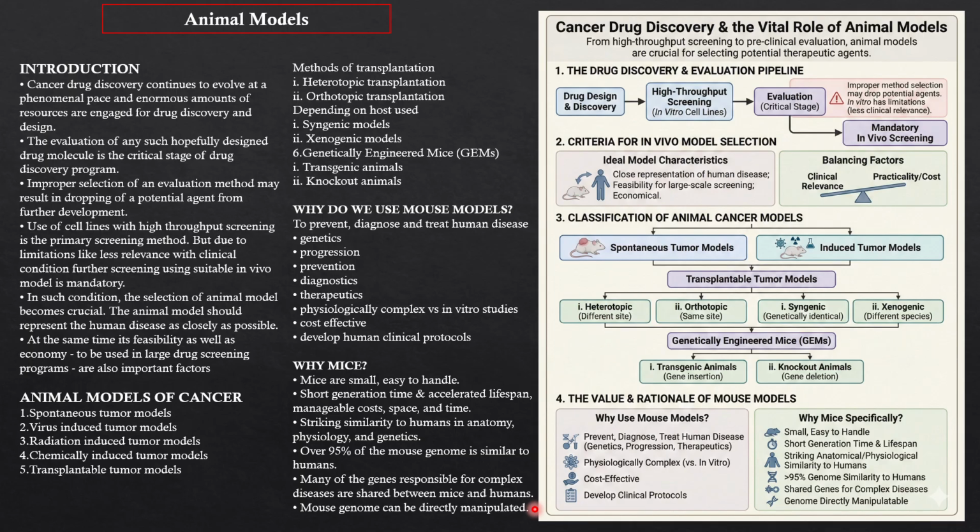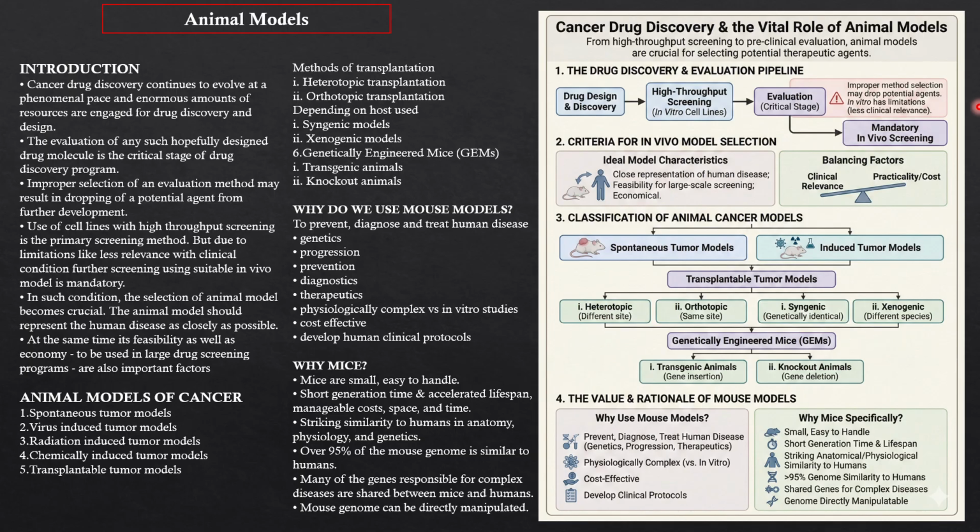So the steps in the drug discovery and evaluation pipelines are: after drug discovery, it goes through high-throughput screening, followed by the evaluation, which is the critical stage, and improper method selection may drop the potential antigens in vitro, and in vitro has limitations.